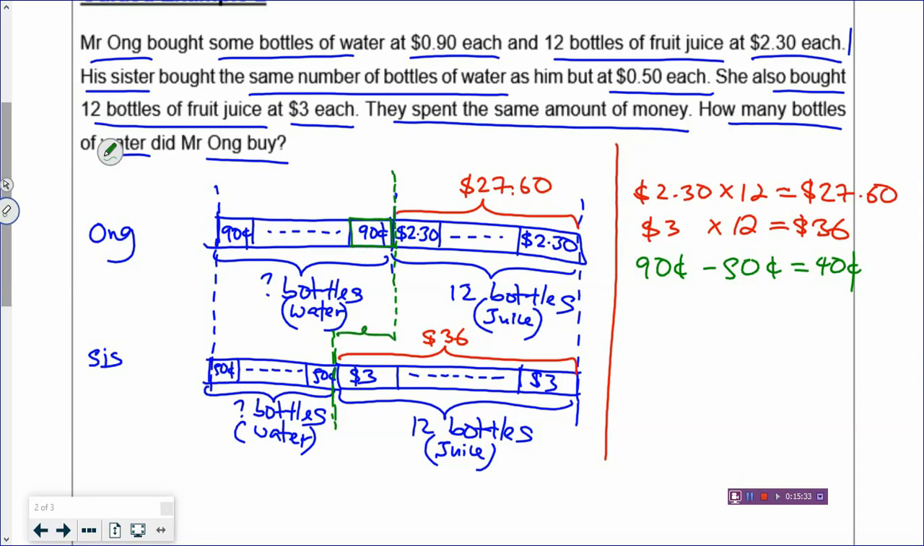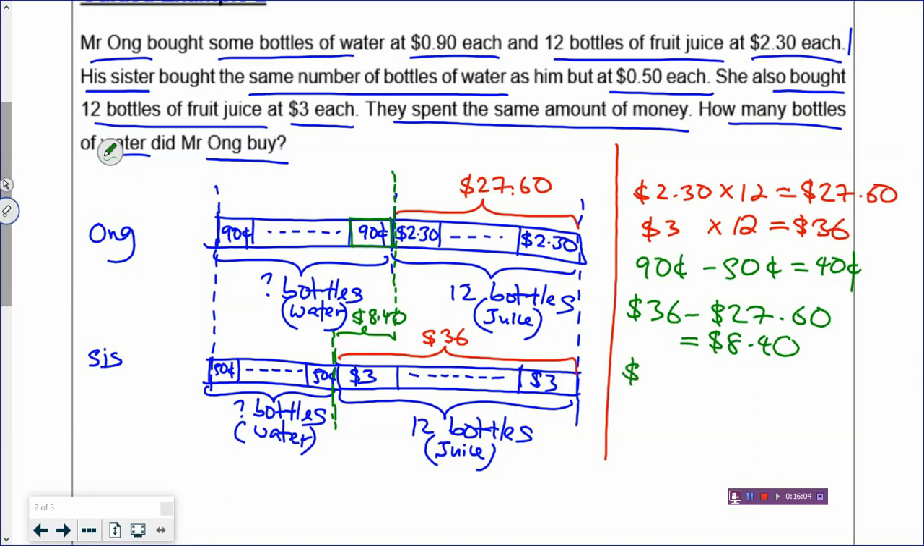If you look at the red arrow sign, $36 minus $27.60. And what is that? So 36 minus 27.6, you get $8.40. All right, so let's put down here $8.40. So you're going to get the 40 cents from where? You're going to get the 40 cents from $8.40.